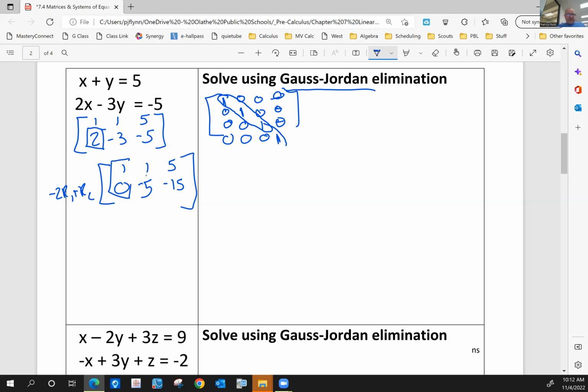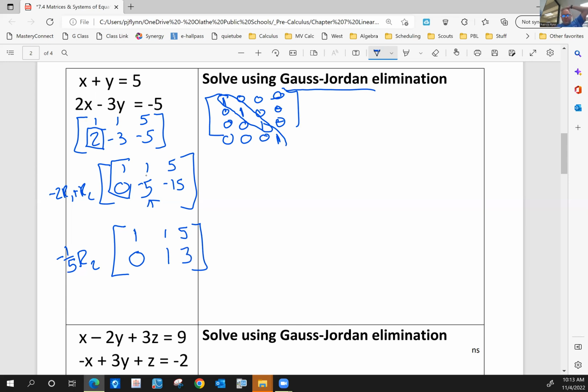Now I've got to get this -5 to be a 1. So I think what I might do is multiply -1/5 times row number 2. In other words, divide row 2 by -5. And we've got that, right?